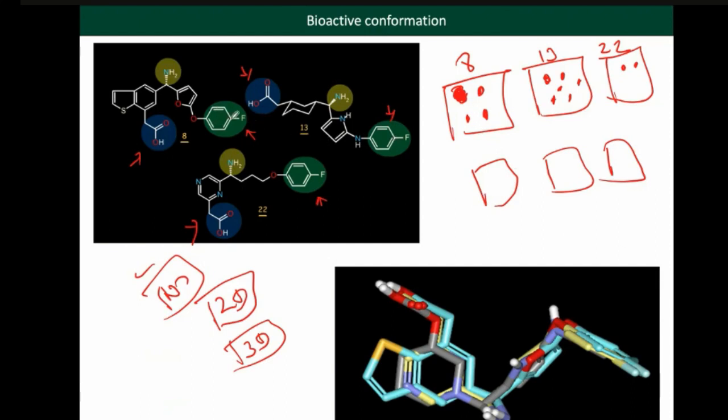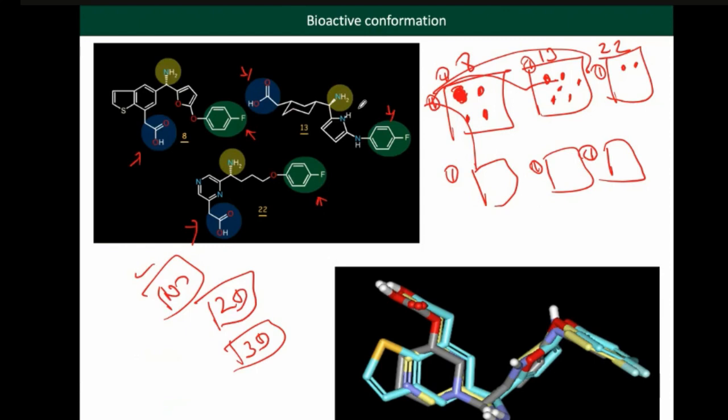Secondly, it will try to superimpose each conformation of the molecule in all possible ways. The first conformation of this superimposed with the first of this, with the first of this. Then the first of this molecule superimposed with the second of this, second of this, and so on. In all possible conformations, we have to superimpose all the molecules. In which combination most of the functional groups are superimposed three-dimensionally, that conformation is assumed as the bioactive conformation.